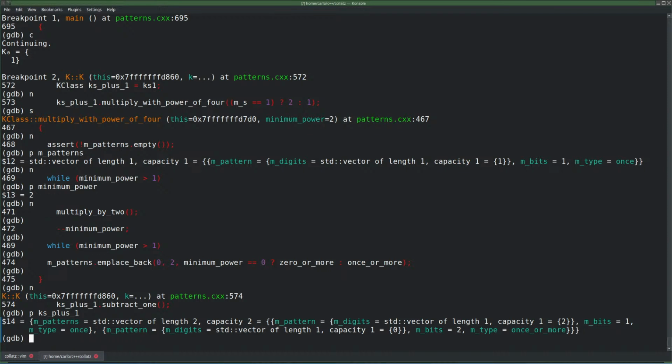Nothing gets repeated just a single time. It's always repeated any number of times. So I don't have to specify how often it is repeated, just that it can be repeated. So in this case we have two patterns, and the first pattern is a 2, but it has a number of bits set to 1. Oh, I forgot to update the number of bits.